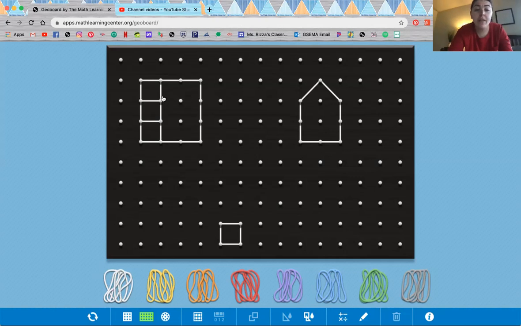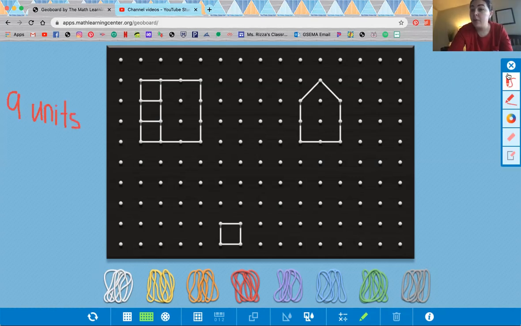On this, I already know I have 3, so I know that this would be 4, 5, 6, 7, 8, 9. So this square here is 9 units. I'm going to write that down over here. I'm going to write 9 units. A little hard to write with the mouse.